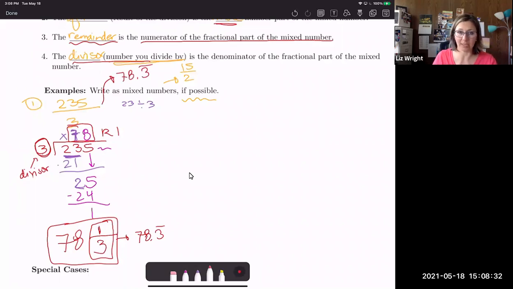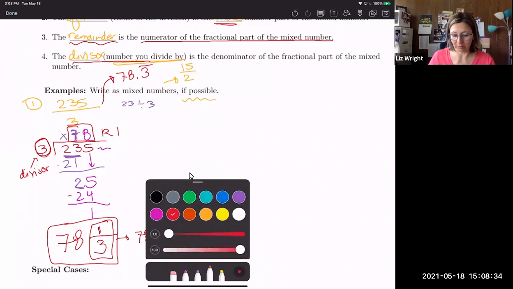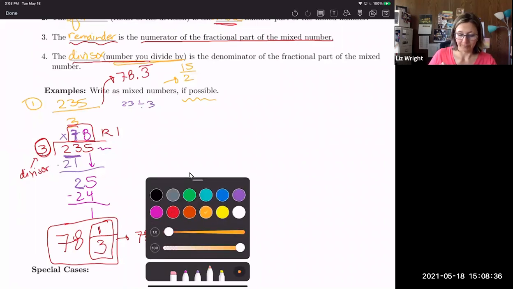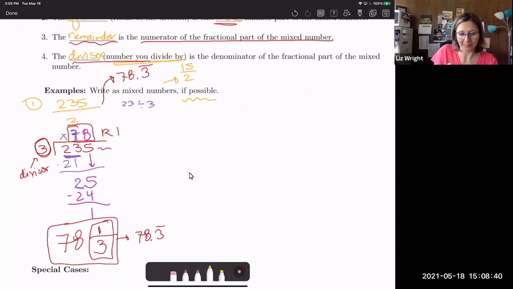If you haven't done this in a long time, like I haven't done long division in forever. And so I just think it's kind of fun to practice it and get back at it. All right, so here we go. Number 2.